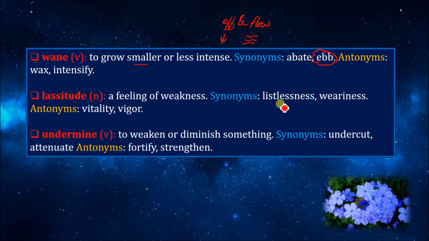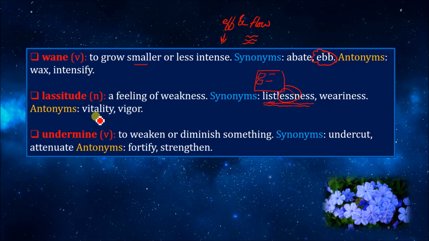Synonym: listlessness. This is a beautiful word, and I use this sometimes to describe patients. Patients feel like they don't want to do anything. They feel listless. Weariness. Listlessness, you can remember with a mnemonic. It's like they have nothing on their list of things to do because they feel so weak. Listlessness. Weariness.